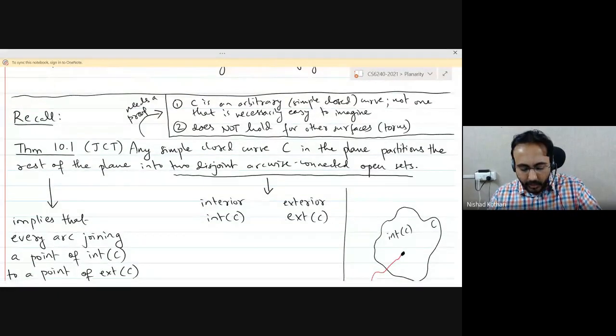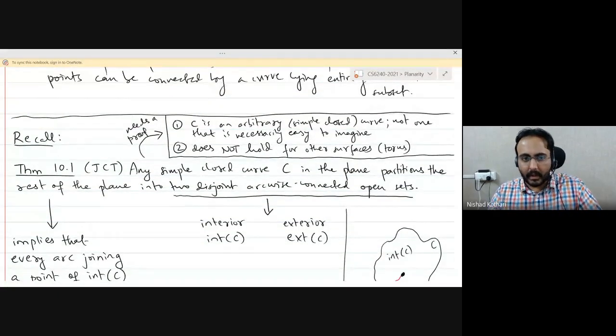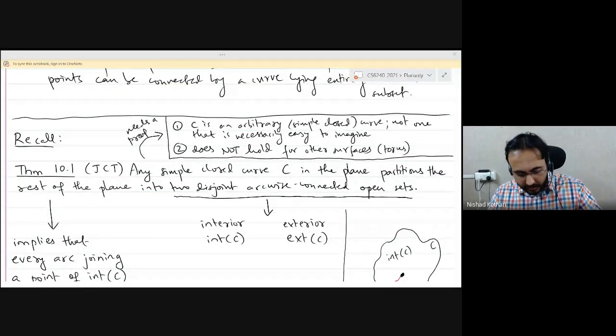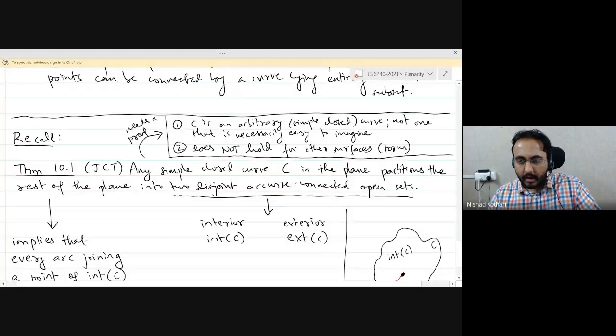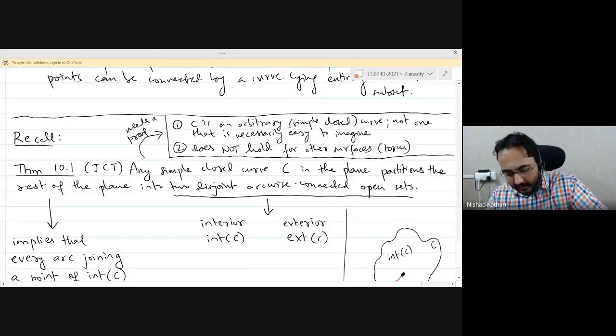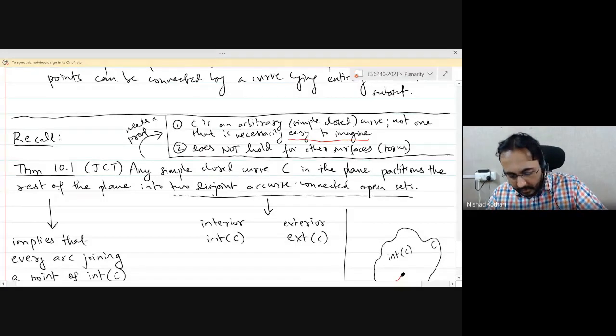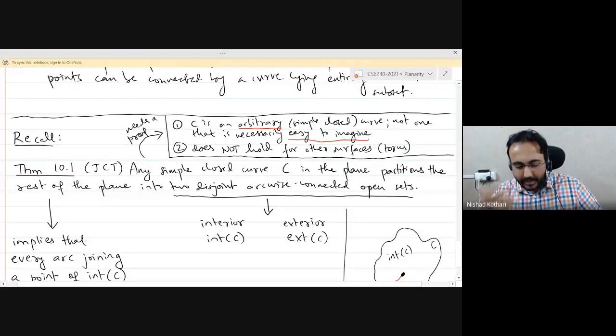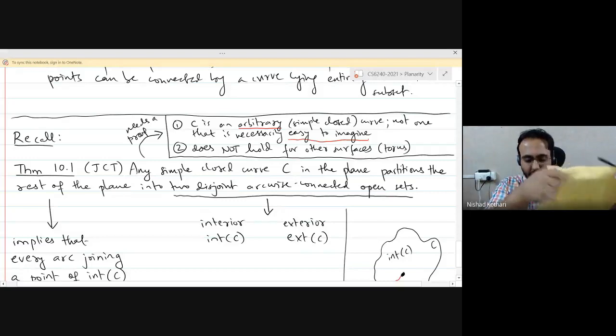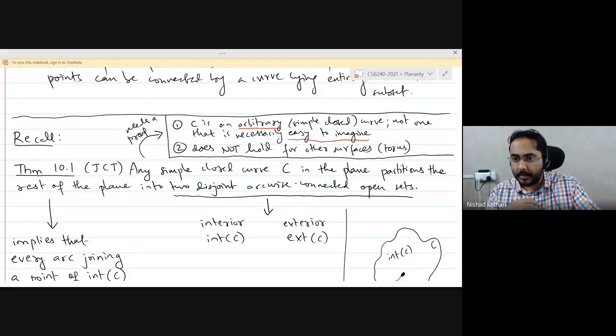I was just going over two reasons why the Jordan curve theorem needs a proof. One is what I explained yesterday, that it's not about curves that are easy to imagine. It's about all simple closed curves, right? And there can be curves that are not that easy to imagine. And so this statement requires a proof.